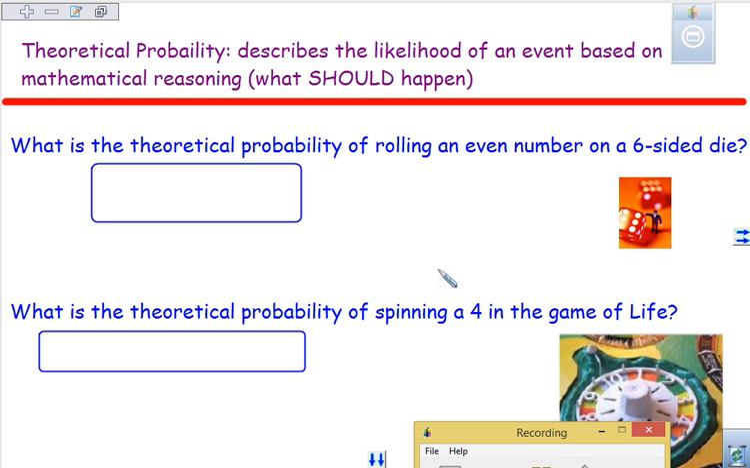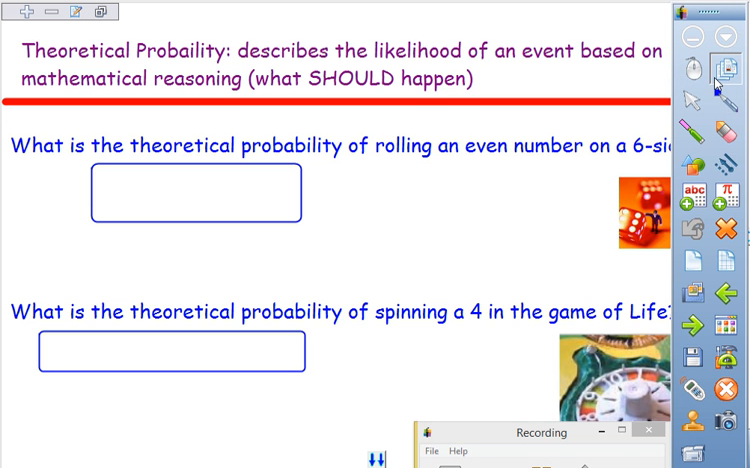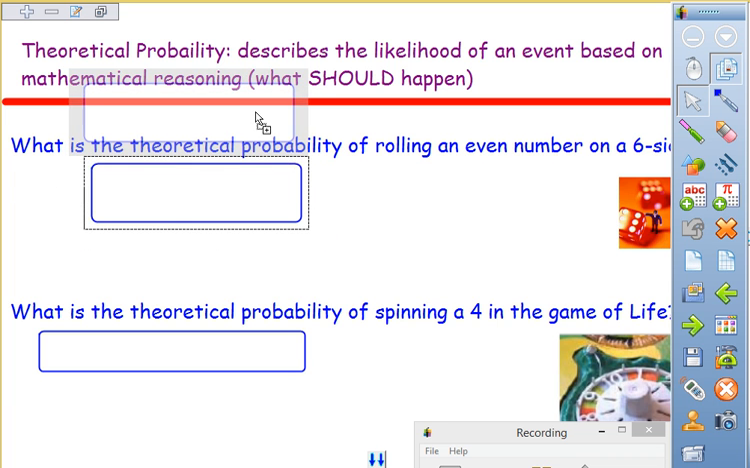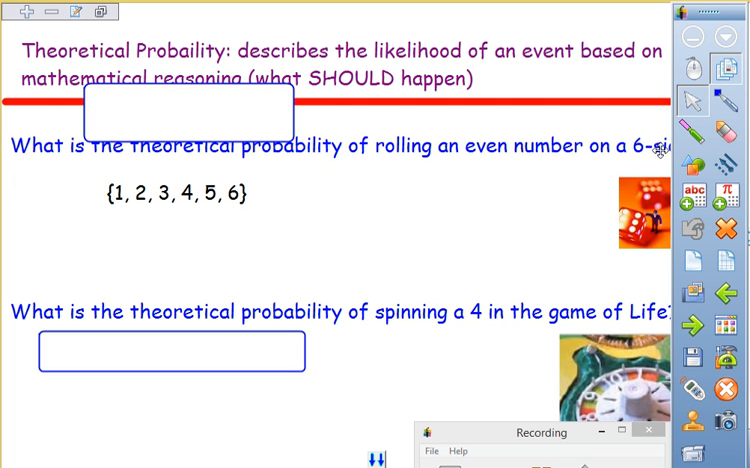Theoretical probability describes the likelihood of an event based on mathematical reasoning. What should happen? What is the theoretical probability of rolling an even number on a six-sided die? Well, let's look at our sample space first. The things that could happen on a die would be getting a 1, a 2, a 3, a 4, a 5, or a 6.